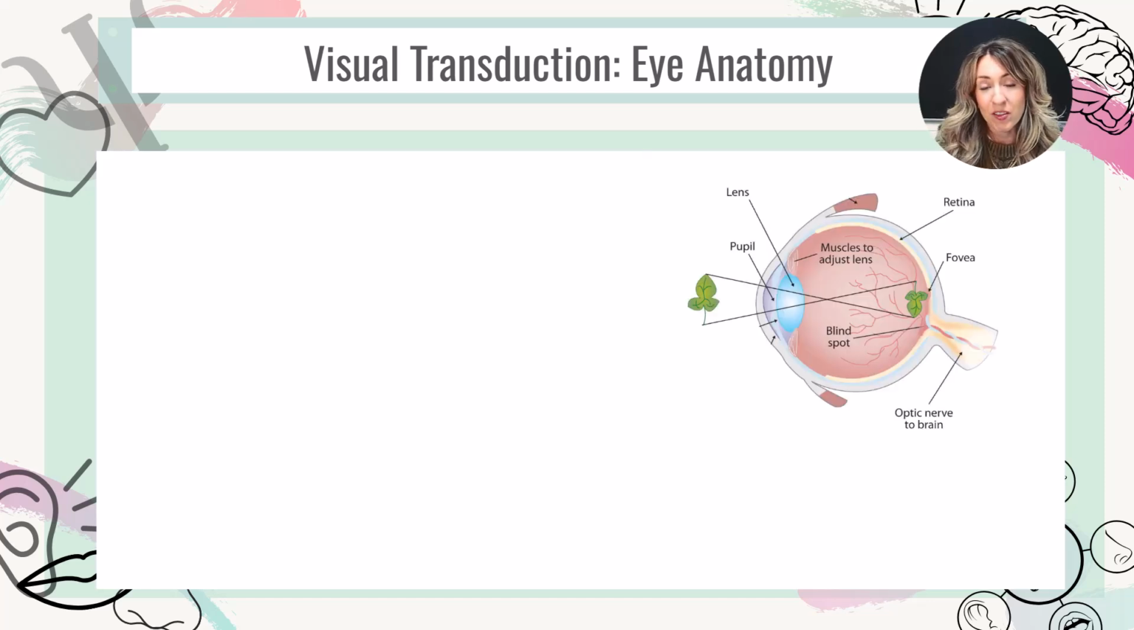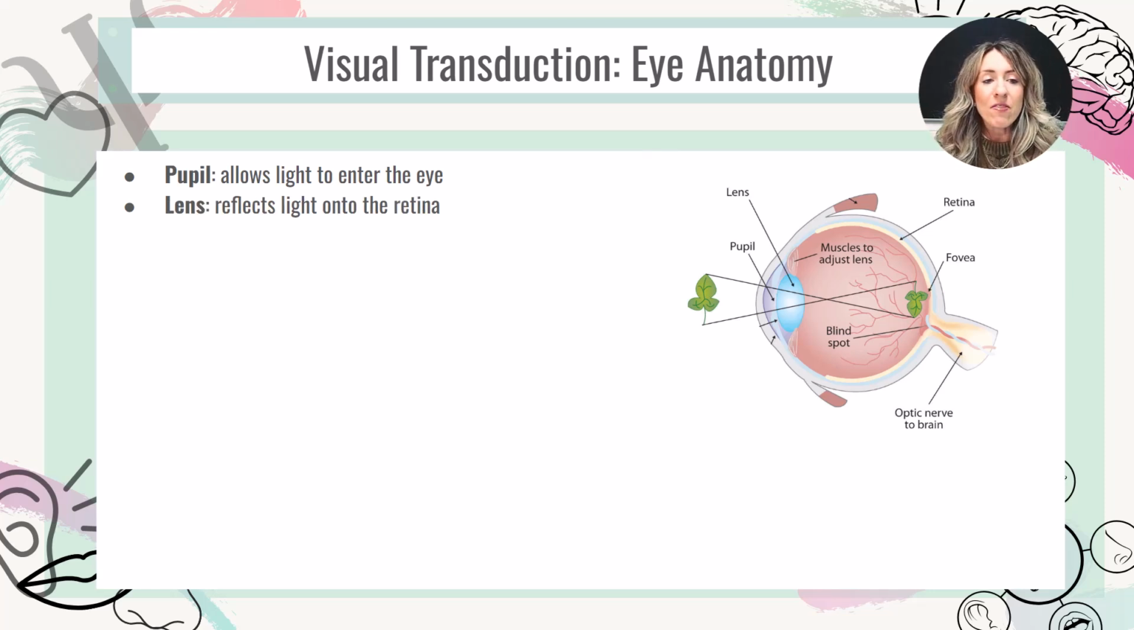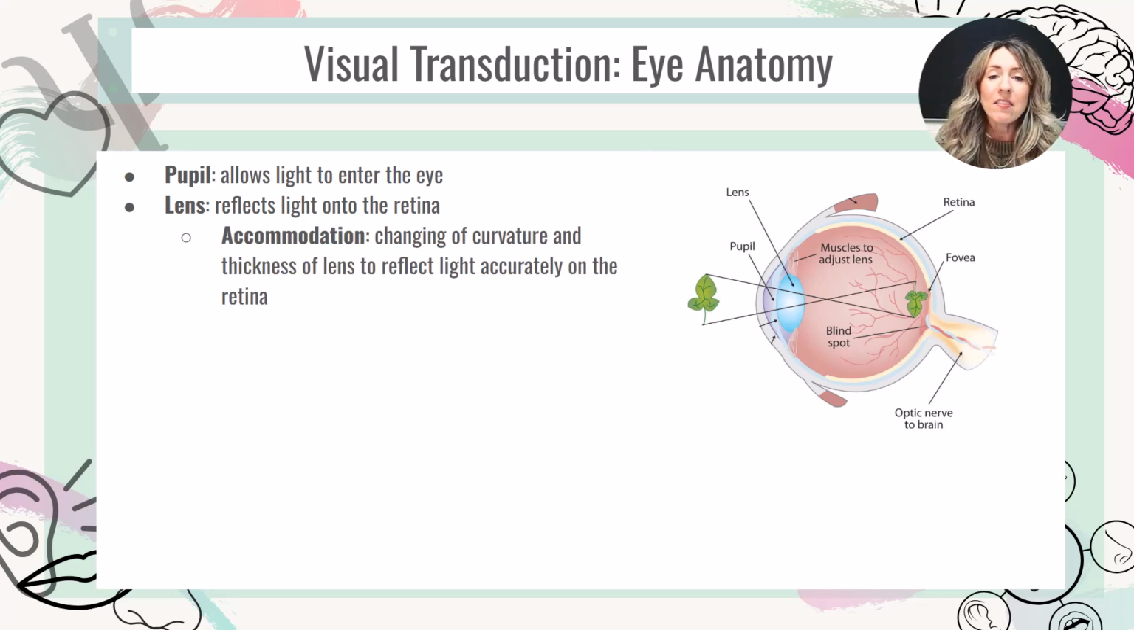Let's go through a little bit of the anatomy that we need to understand this process. The first is the pupil. The light enters the eye, and then the lens takes that light and reflects it onto the retina. The lens has a property called accommodation. What the lens does is it will actually change its curvature, convex, concave, its thickness, so that it accurately reflects whatever you're looking at onto the retina.